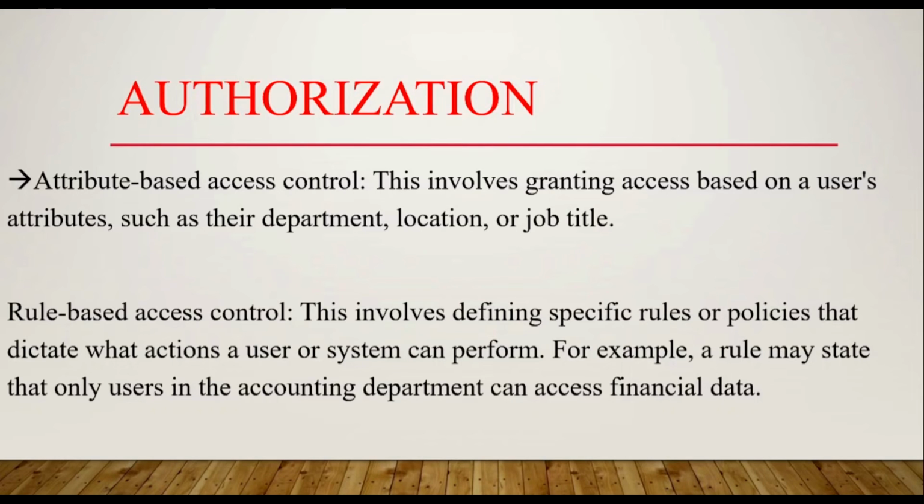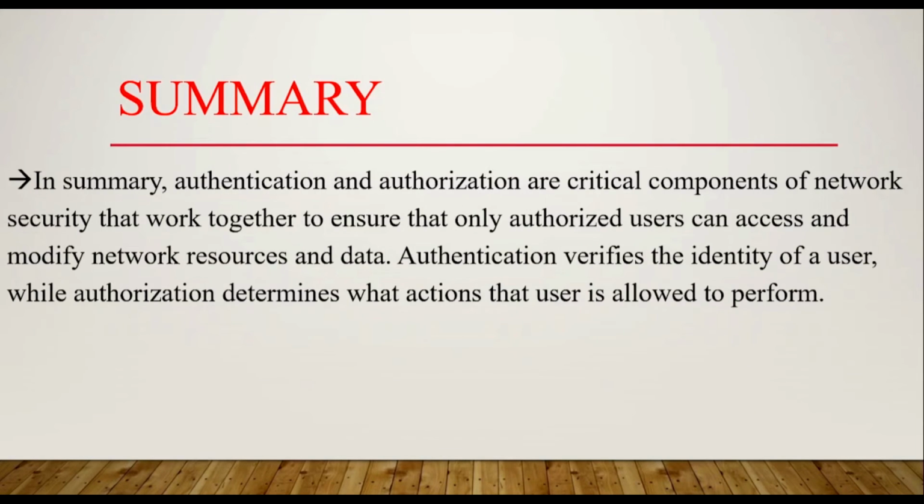For example, a rule may state that only users in the accounting department can access financial data. So we can summarize that authentication and authorization are critical components of network security that work together to ensure that only authorized users can access and modify network resources and data. Authentication verifies the identity of a user, while authorization determines what actions that user is allowed to perform.